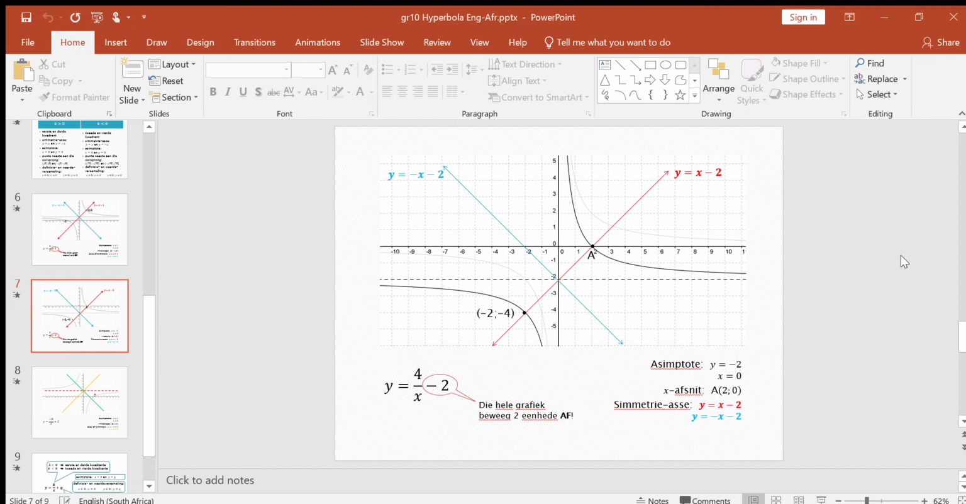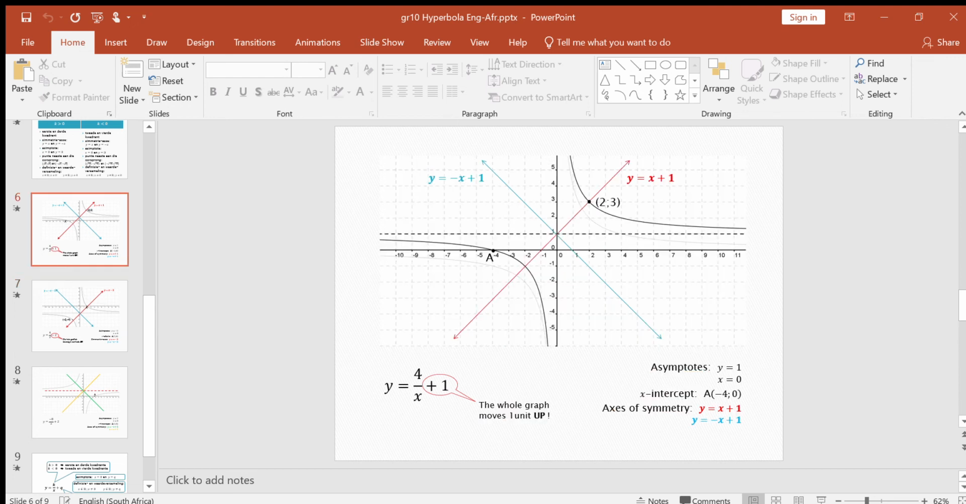Okay, nou selfde ding, nee, that same. Kom, hoekom wil jy nie? Okay, so now I'm giving you y is equal to 4 over x en dan minus 2. Wat beteken daai minus 2? Die hele grafiek gaan nou 2 eenhede afskuif, nee. So baie dieselfde as wat ons nou gehad het.